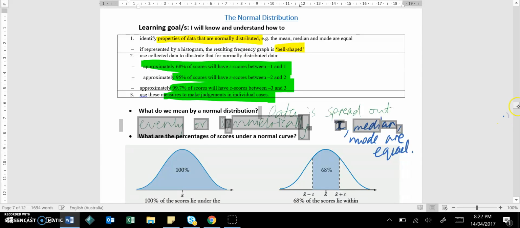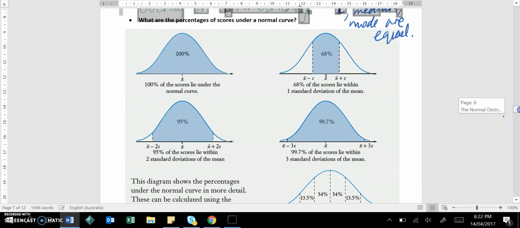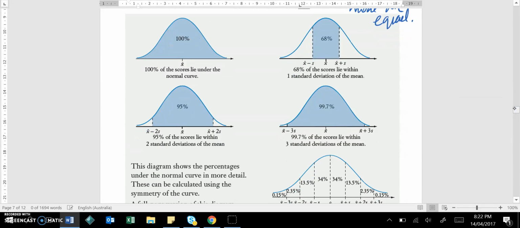Cool. Okay, so let's have a look at our next section. The percentage of scores under a normal curve are this, and you need to learn this. So, in a normal curve, 100% of the scores lie underneath that normal curve. Okay, then you've got the mean. So this x bar here, that's the mean. Then within one standard deviation of the mean, that's what this x bar plus s means, that means one standard deviation, 68% of the scores lie. Then within two standard deviations of the mean, 95% of the scores lie. And within three standard deviations of the mean, 99.7% of scores lie in there.